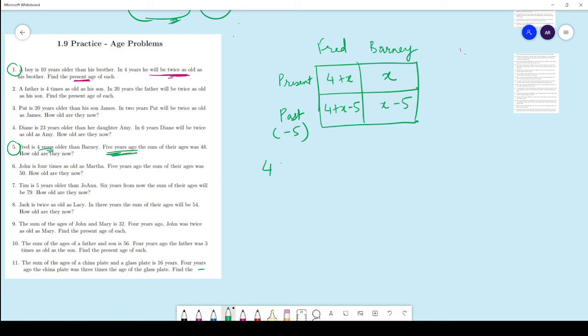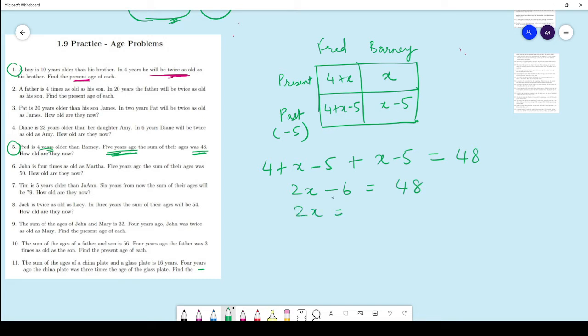5 years ago their ages were like what? This will be minus. So 5 years ago Fred's age plus 5 years ago Barney's age, and together it was 48, right? So let us solve this. We have our equation now. So what do we have over here? 2x plus 4 minus 10. Plus 4 minus 10 makes it minus 6 equals 48.